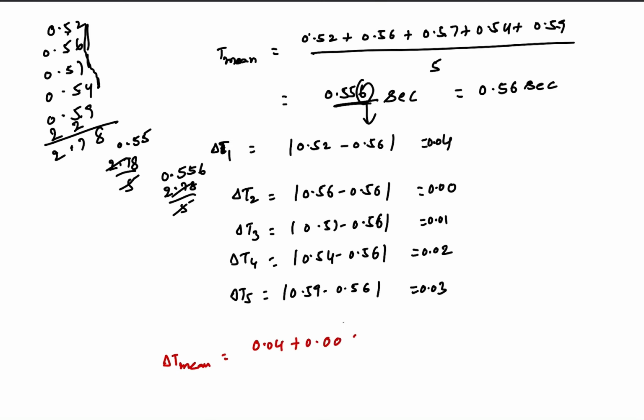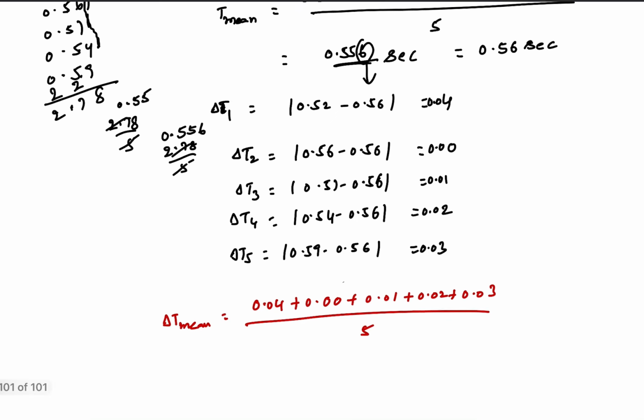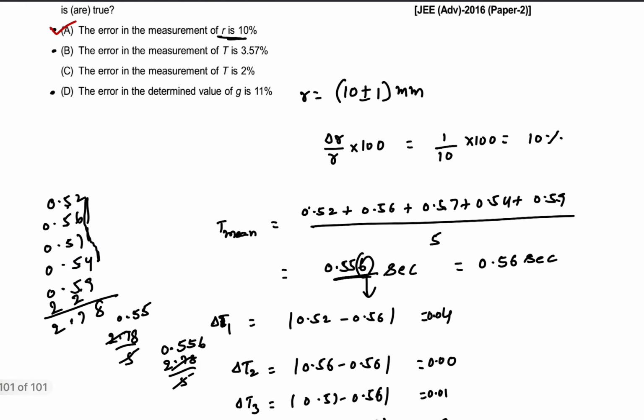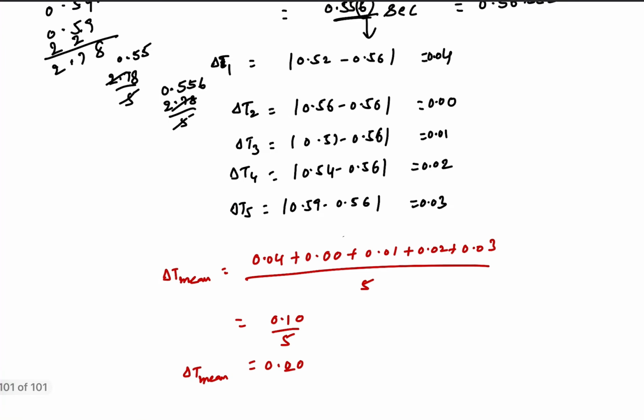If you write 0.03, I will write again, otherwise you will get confusion. Delta T mean value is (0.04 plus 0.00 plus 0.01 plus 0.02 plus 0.03) whole divided by 5. You can get the value 0.0412, so 0.10 divided by 5, you will get 0.20. This is my T mean value.